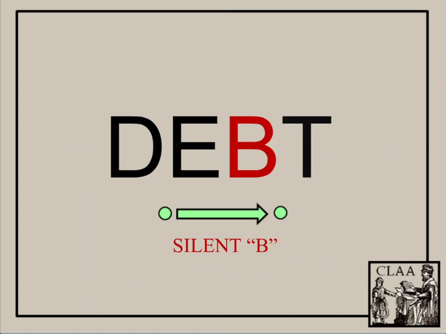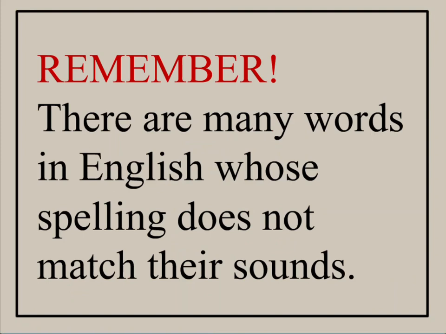Here we see an irregular word with a silent B. This is the word debt. You can hear that the B is silent. Debt. This is an irregular word. Remember, there are many words in English whose spelling does not match their sounds.